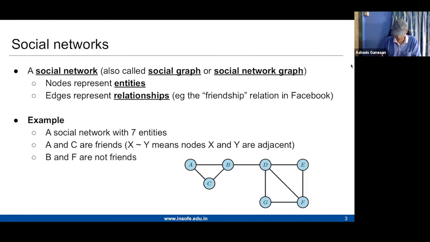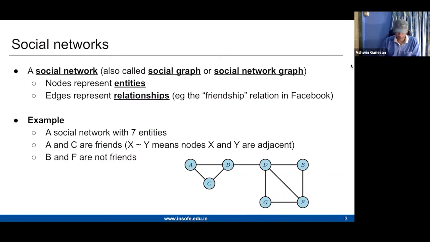A social network, also called a social graph or a social network graph, is basically a graph. This is an example of a graph, where in this particular graph you have 7 vertices, or nodes, namely A, B, C, D, E, F, and G. Only some pairs of nodes are joined by an edge. There's an edge joining A and B, there's an edge joining E and F, and so on, but there's no edge joining E and G. Similarly, there's no edge joining C and G.